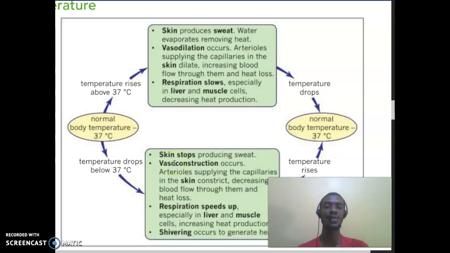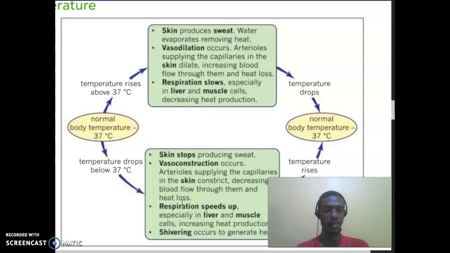There is vasoconstriction instead of vasodilation. This should be vasoconstriction, not vasoconstruction. Vasoconstriction occurs. So the walls of the blood vessels tighten, and so it reduces the amount of blood that is passing through, and we know that the more blood passes through, the more heat is given off. So when we reduce the amount of blood that passes through, we decrease the amount of heat that is produced.